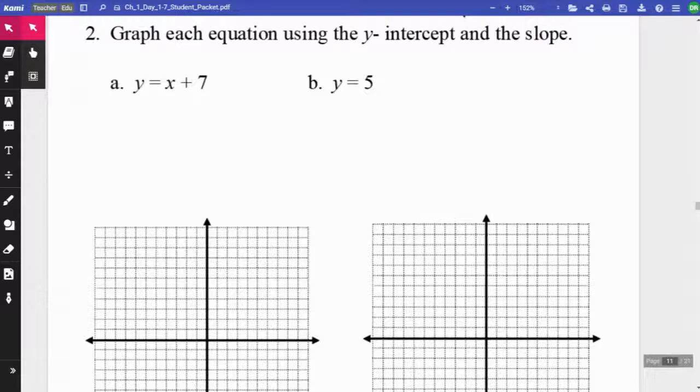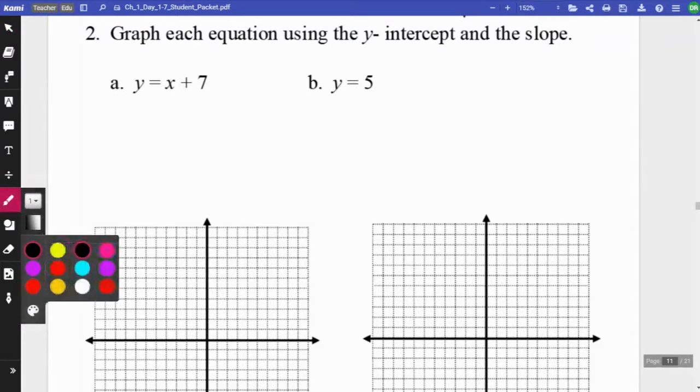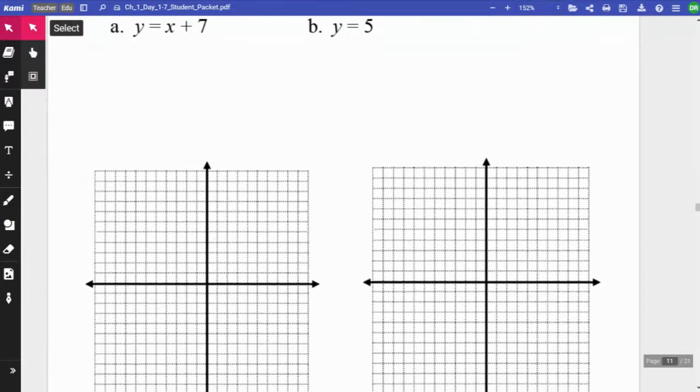Examples from day 5. So this is when you have, it says, using y-intercept and the slope. It means they're in slope-intercept form. And so this first one, let's go down a little bit.